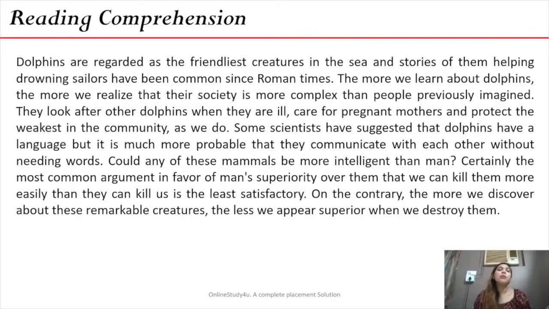Could any of these mammals be more intelligent than man? Now the author is posing a question: could any of these mammals actually be more intelligent than man? Certainly the most common argument in favor of man's superiority over them, that we can kill them more easily than they can kill us, is least satisfactory. So they're saying that one of the reasons why a man will say he is smarter is because of how easily he can kill a dolphin in comparison to how a dolphin can kill a man. But that in itself is a very vague or a very stupid argument. It's not satisfactory at all.